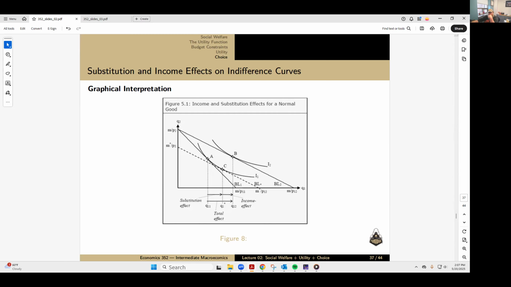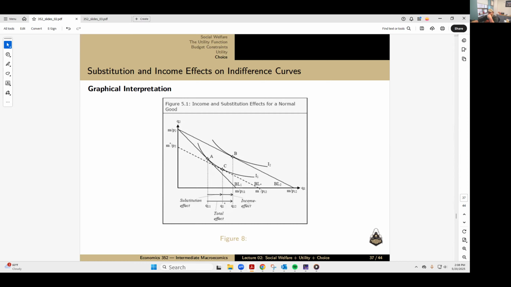Okay, so the price of good one originally gave us this budget constraint right here. With this budget constraint and this indifference curve, I had an optimal bundle at bundle A. Then good one became cheaper. This caused my budget constraint to shift out in this direction. Now I'm able to consume on a higher indifference curve.